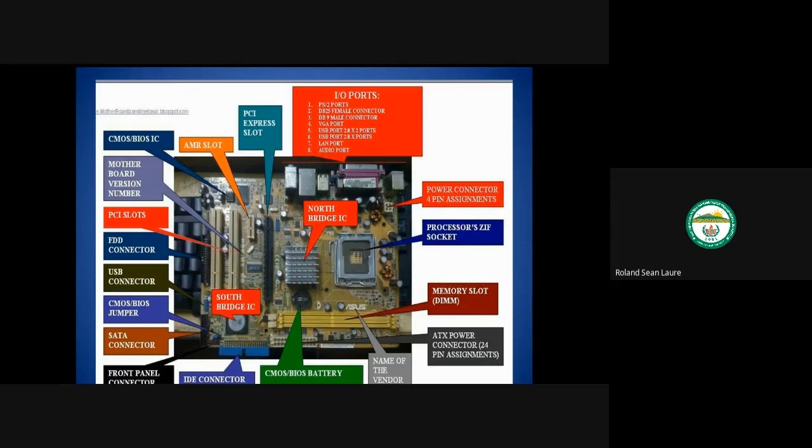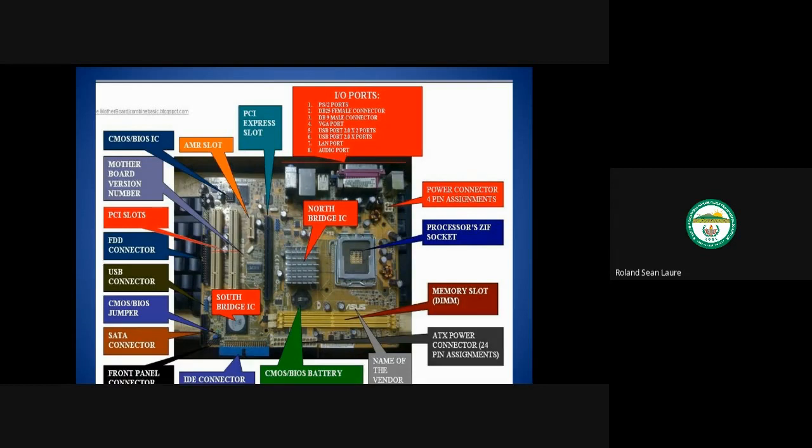If you notice in the illustration or the picture, we have the PCI port, the AMR slot, the CMOS or BIOS IC, motherboard version, PCI slot, floppy disk drive connector, USB connector, CMOS jumper, SATA connector, front panel connector, IDE connector, CMOS battery connector, CMOS battery, name of vendor, ATX power connector, memory slot, processor, power connector, north bridge, south bridge, and the input-output ports.